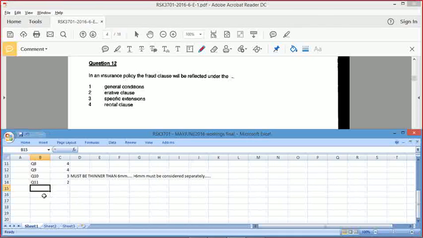Okay, so here we're looking at the clauses. General conditions, special extensions, recital clause. Okay, a fraud clause would be something that would be part of exclusions. No, they wouldn't exclude it. It could be included. So it would be specific extensions. I've got general conditions. Yeah. Okay, let's check. This will be part of the practice of underwriting the contracts. Okay, let's find that, general conditions.